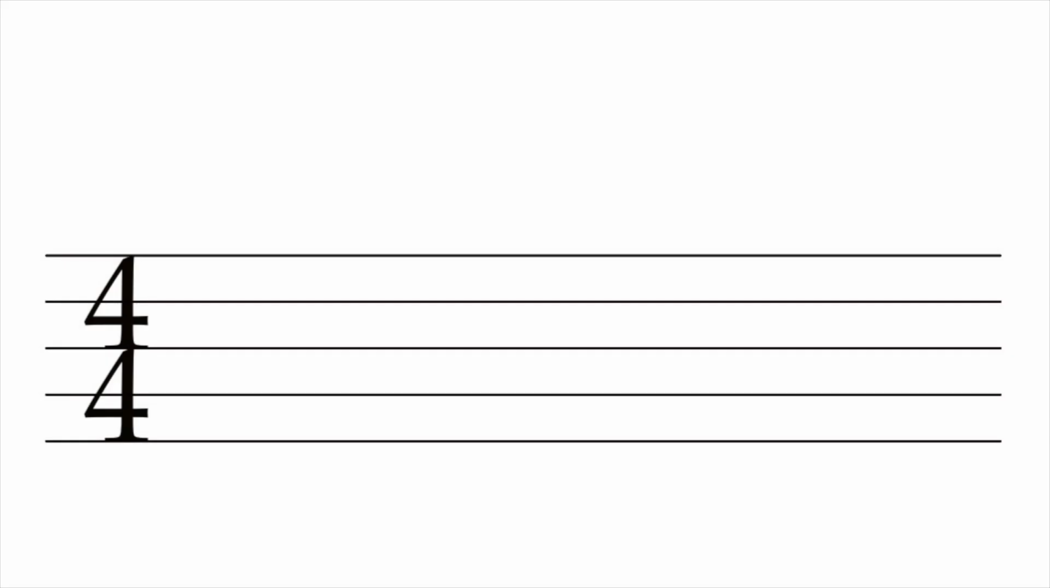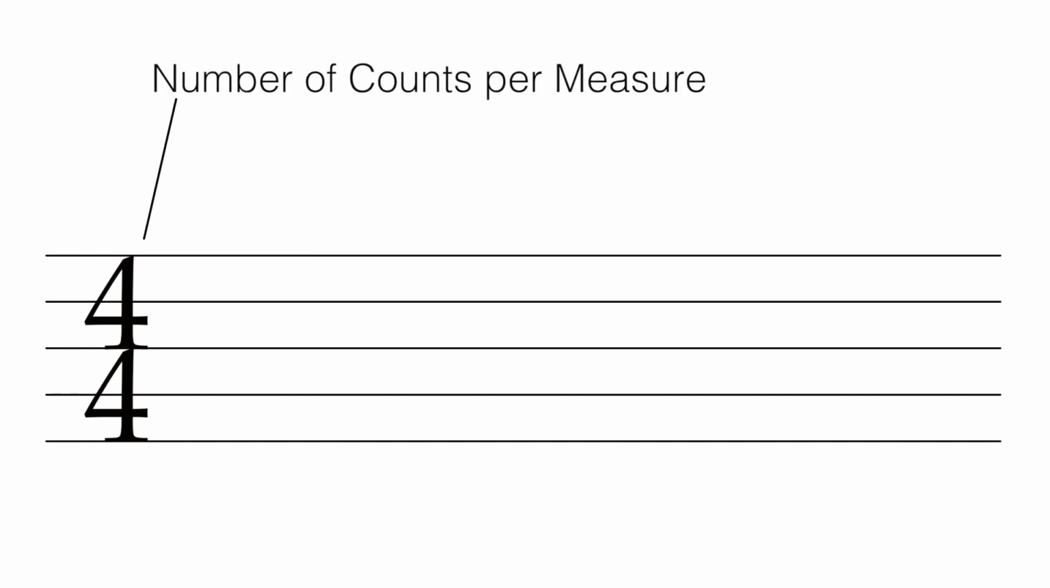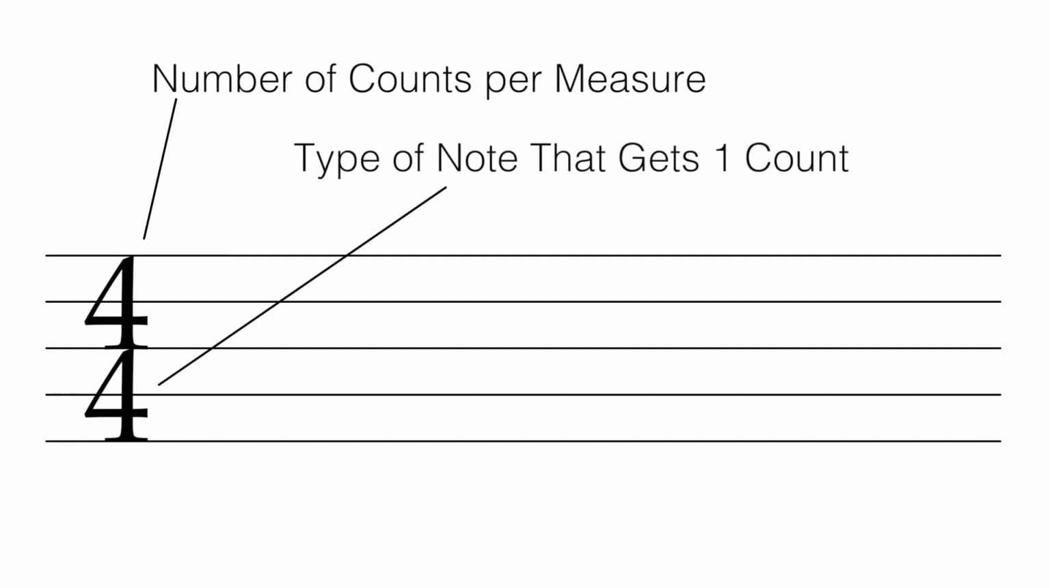Alright, so now let's look at how the concept of note values is related to time signatures. Here is a time signature symbol. These symbols appear at the beginning of a piece of written music or anywhere else within a piece of music where the composer decides to change the time signature. It tells us two very important things. The top number tells us the number of counts or beats per measure, and the bottom number tells us what type of note gets a single count.